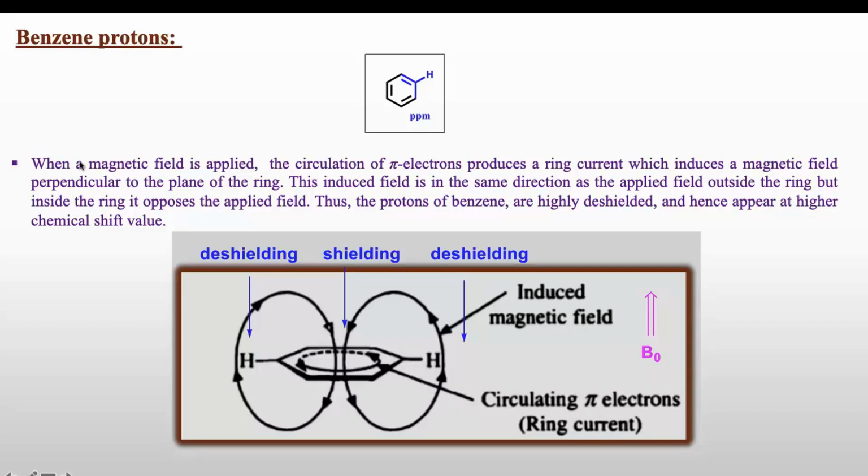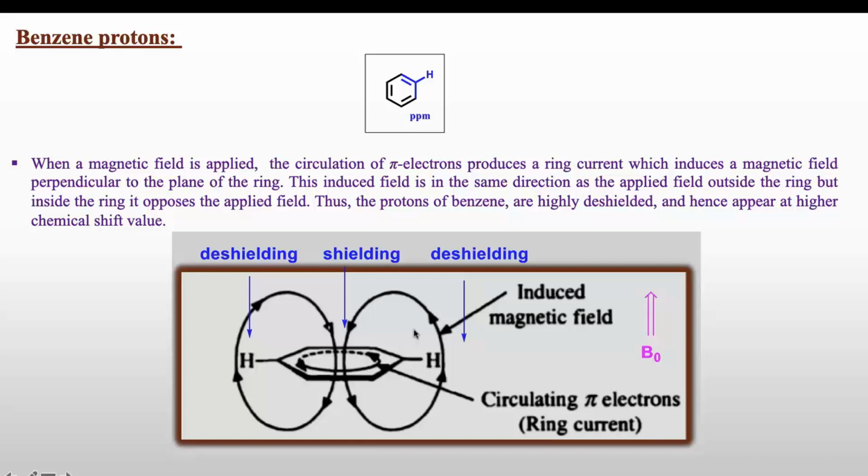When a magnetic field is applied, the circulation of pi electrons produces a ring current, which induces a magnetic field perpendicular to the plane of the ring. This induced field is in the same direction as the applied field outside the ring, but inside the ring it opposes the applied field. Thus the protons of benzene are highly deshielded outside the ring, and they are shielded inside the ring.